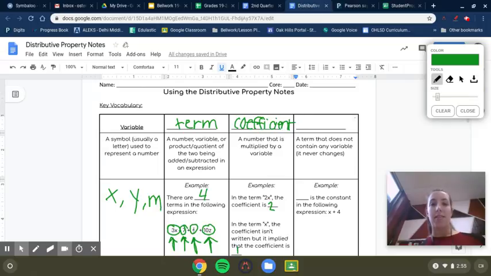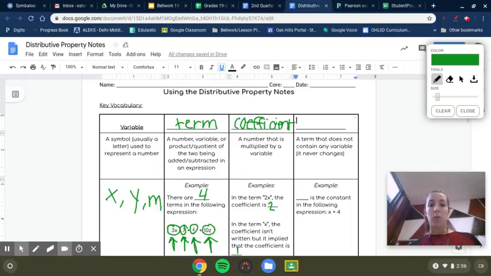Remember how I said mathematicians can be very lazy sometimes. If I'm just representing the value of x, it means I just have one x. So instead of putting the number 1 in front, they just leave it as x. But ideally, the coefficient is 1.